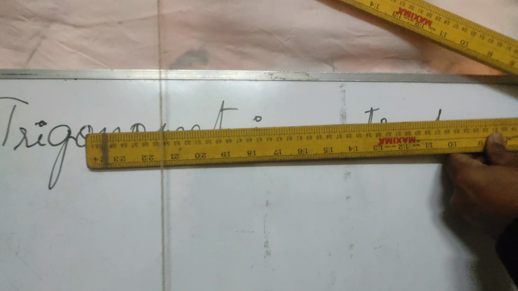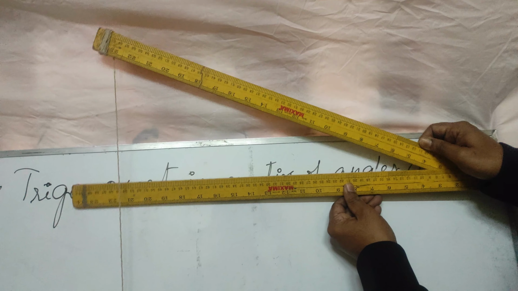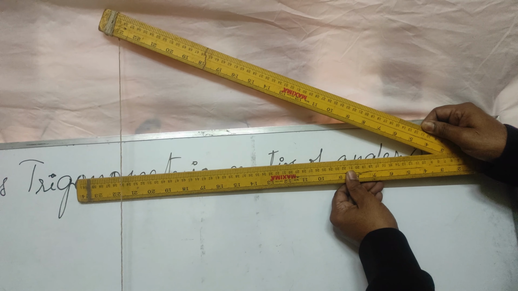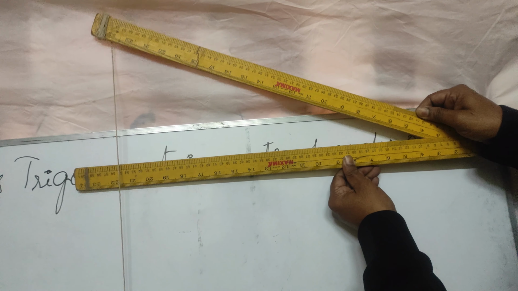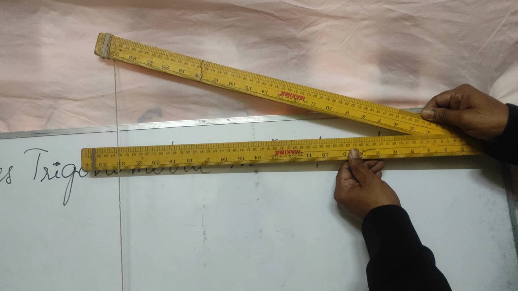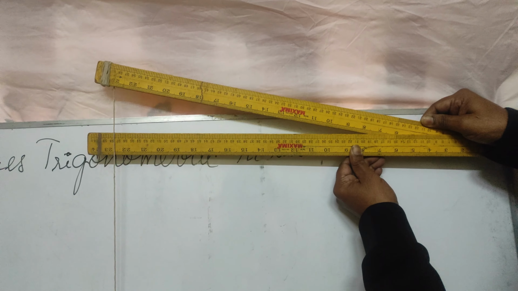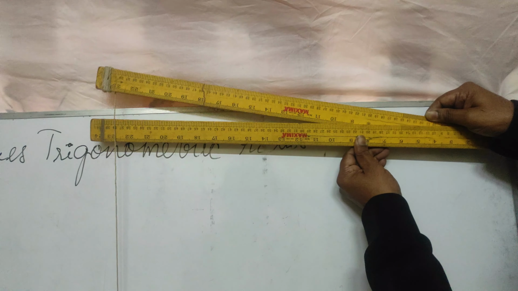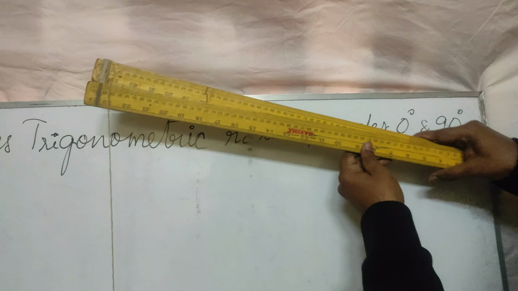Once again, see here, at my hand there is some angle, and the length of the string is the perpendicular or opposite side. If I decrease the angle, the opposite side is also decreasing. That is, the perpendicular length is also decreasing. Observe carefully. When this angle becomes 0, the opposite side also becomes 0. That is, the perpendicular also becomes 0.